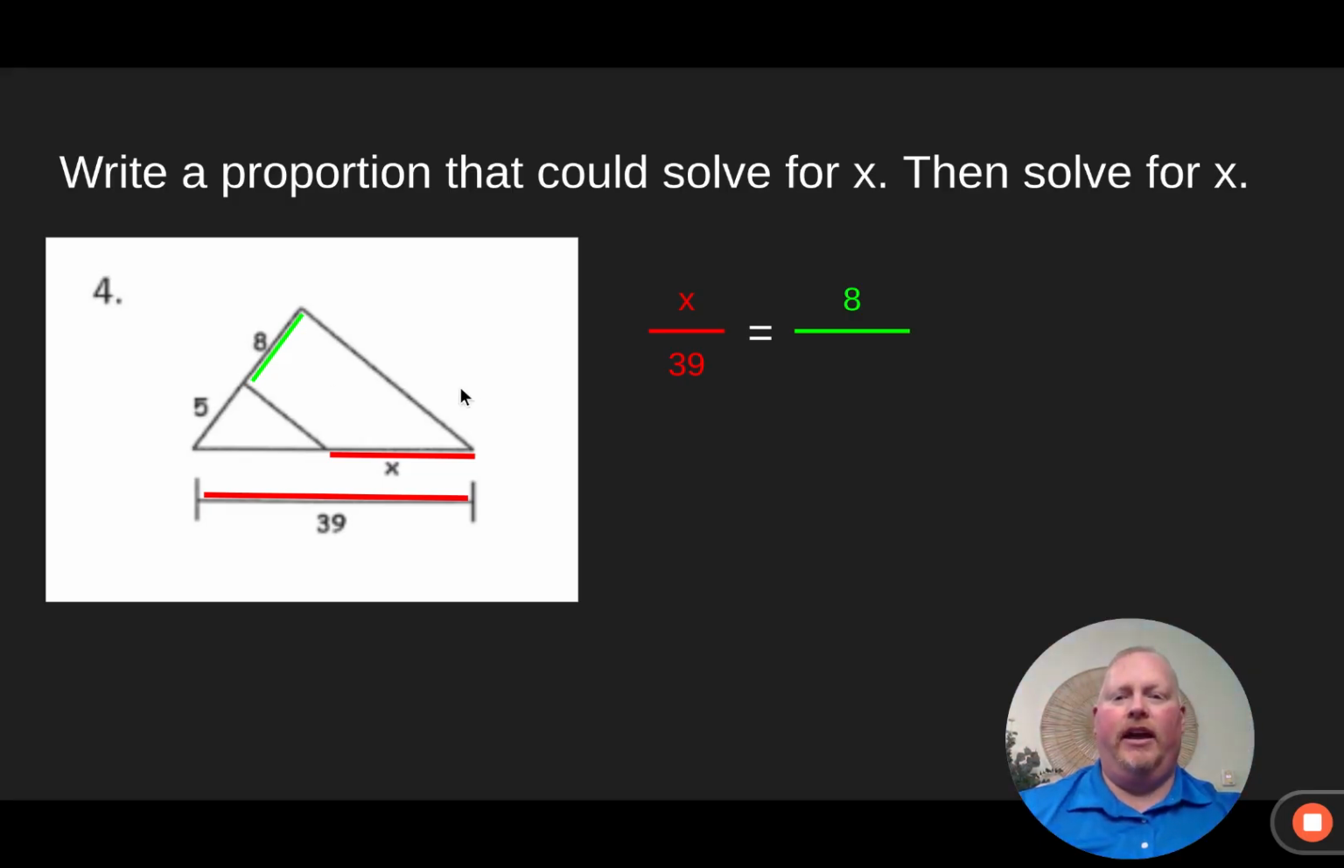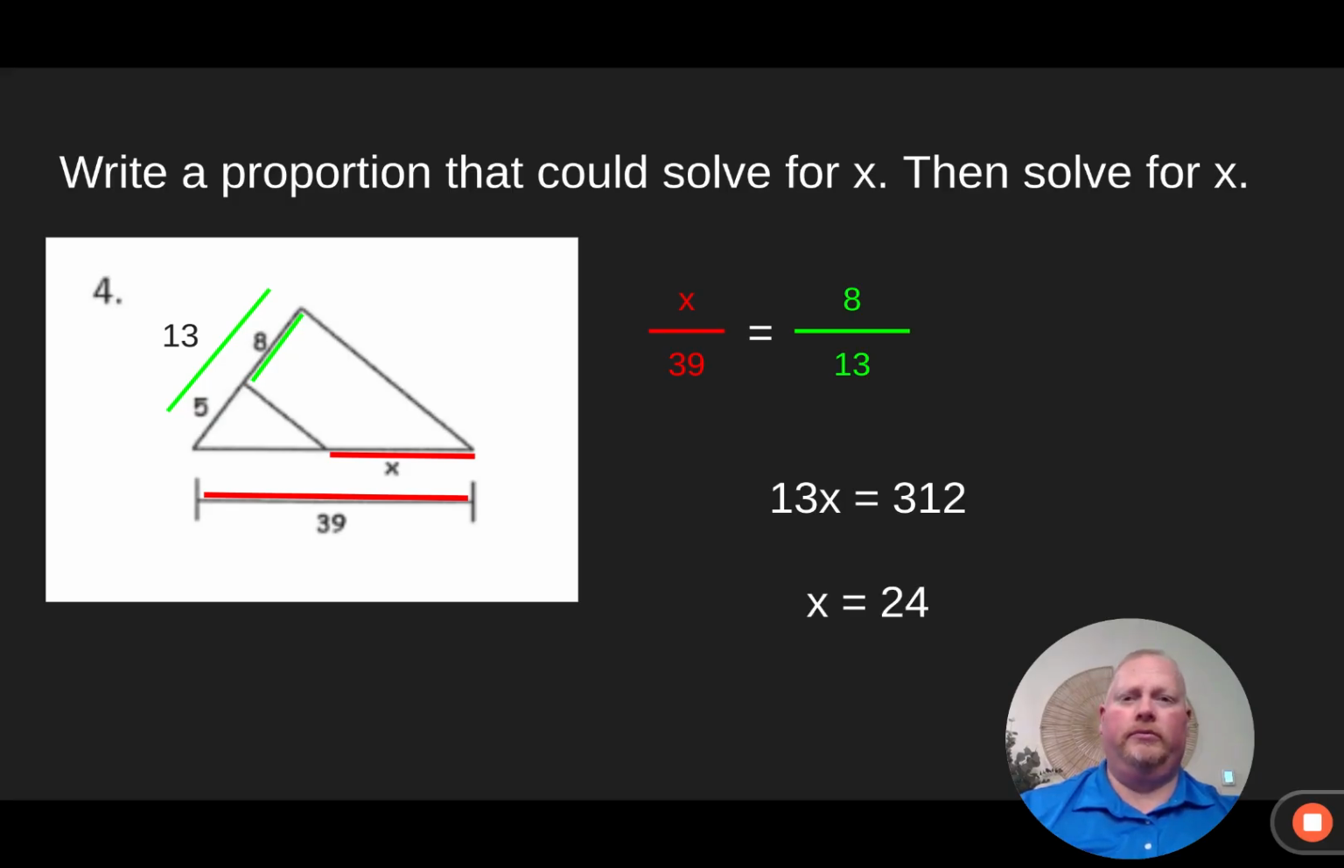And so 8 and 5 together is going to make 13. So that's what I'm going to put in my proportion. I'm going to put x over 39, the piece over the whole thing, equals, did I say 8? x over 39 equals 8 over 13. Okay? Cross multiply and divide by 13. I get x equals 24. That one was a little tricky.